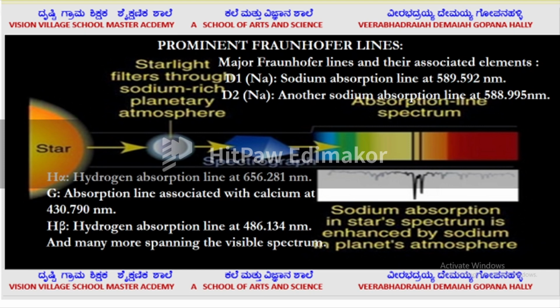The prominent Fraunhofer lines, the major Fraunhofer lines, and their associated elements: sodium D1, sodium D2, another sodium absorption line at 588.995 nanometer, the H-alpha hydrogen absorption line at 656.281 nanometer, and the G absorption line associated with calcium.